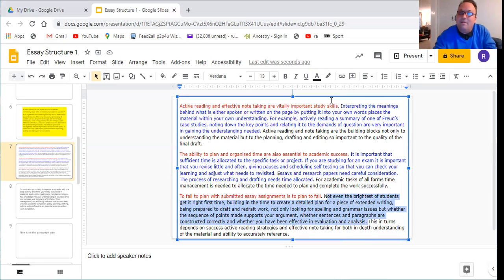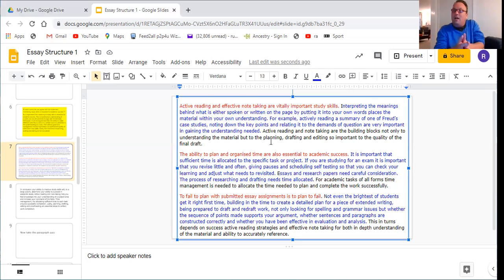Again, emphasizing the point, I'm sure you're hopefully getting it by now, that it is about supporting that topic sentence that is introduced. And just swimming around to that last point, you can see the last sentence sums up what the sentences have expressed before, whilst linking back to the main argument within the question. So here, active reading and note-taking are the building blocks, not only to understand the material, but to planning, drafting, and editing, so important to the quality of the final draft.